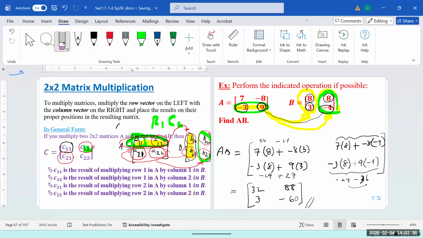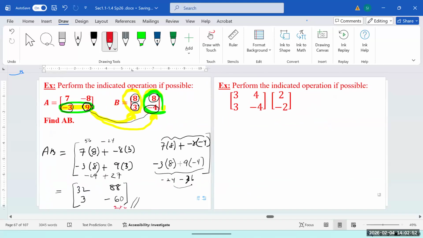So this is a 2 by 2 matrix. This is our result, 2 by 2 matrix. We knew our result will be a 2 by 2 matrix, and see, we got the 2 by 2 matrix. Yeah, I explained too much. Now your turn. Multiply these two. And let me know when you are ready.